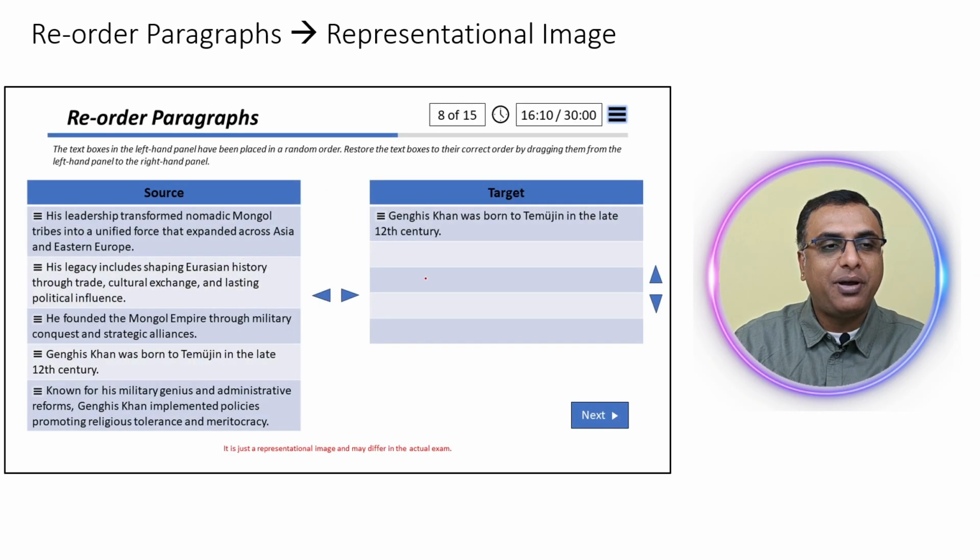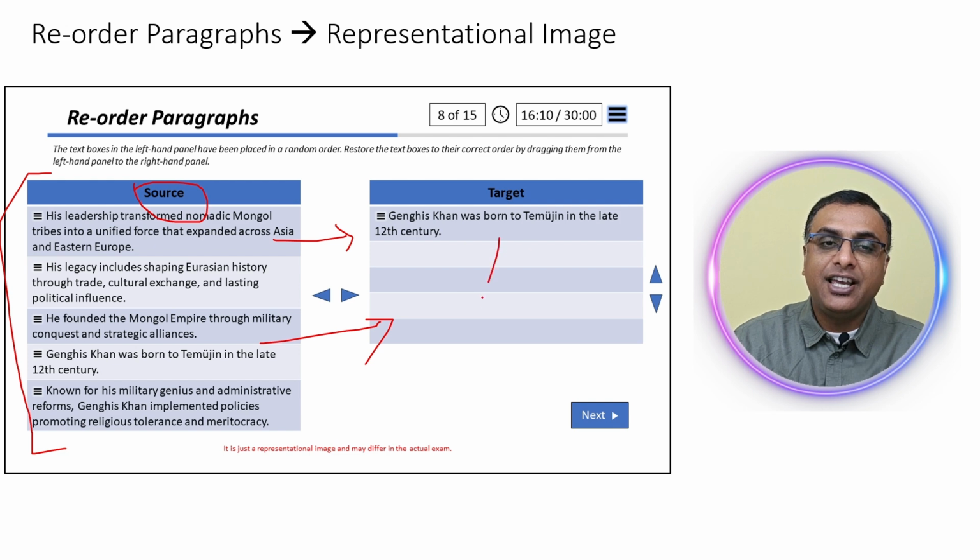Let's quickly look at the representational image of the reorder paragraph question. As I had told earlier, PTE will present you a paragraph with jumbled sentences in the source column. All you need to do is drag and drop each of the sentences in the logical sequence in the target column. Once you complete doing this, go ahead and click next for the next question type in your exam.